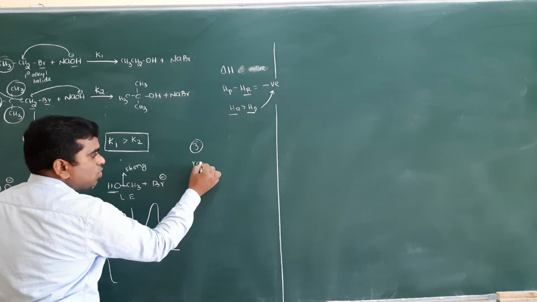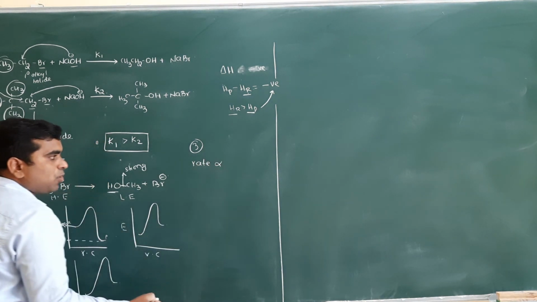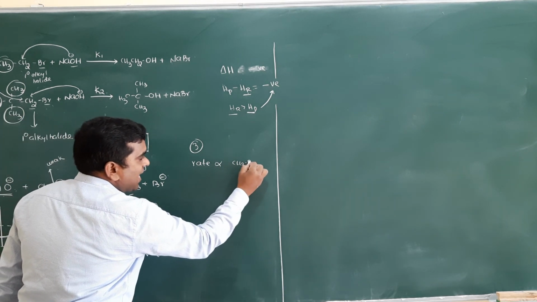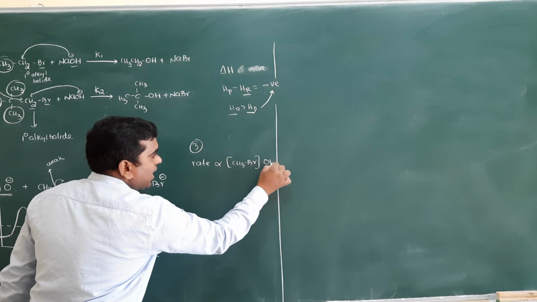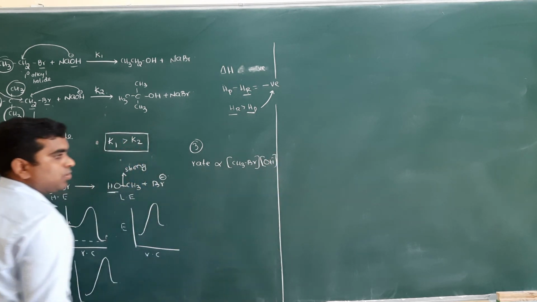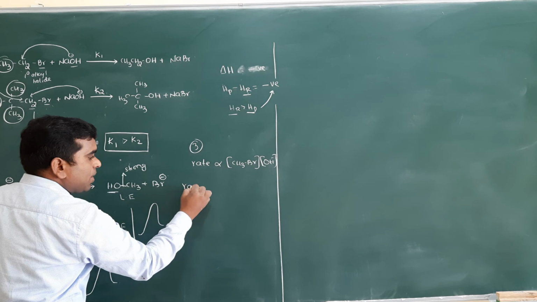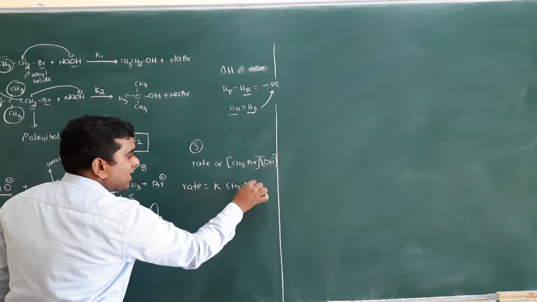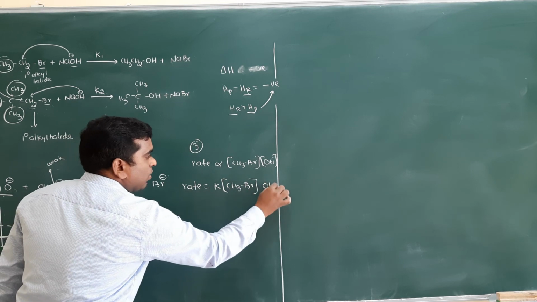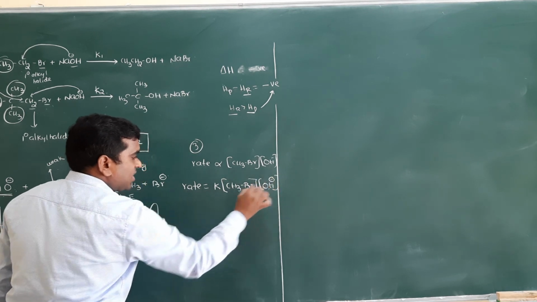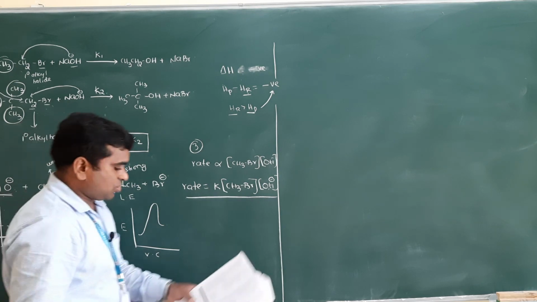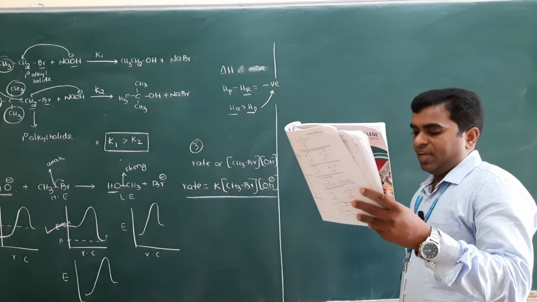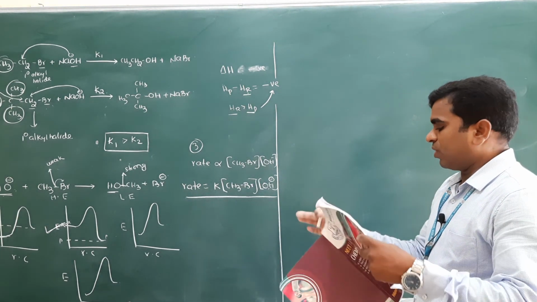SN2 mechanism means you already know rate is directly proportional to the concentration of alkyl halide and nucleophile. If you remove the proportionality, rate is equal to K into alkyl halide and nucleophile concentration. So this is your answer. Option 2 is the correct one here. Clear? Next one, question number 4.